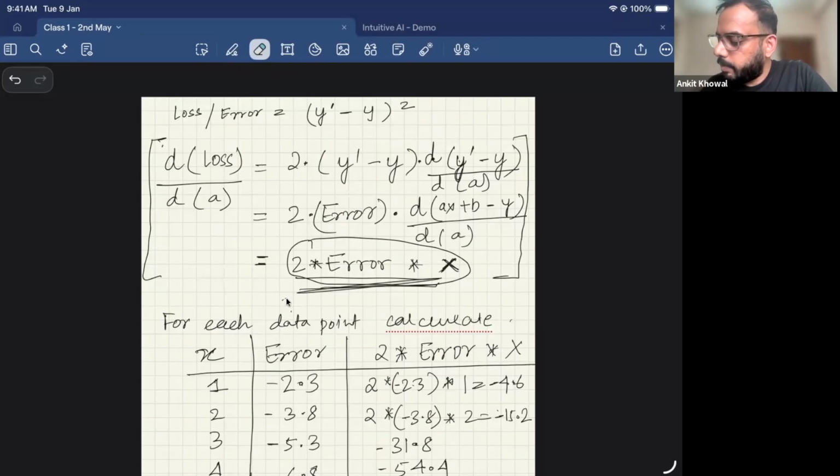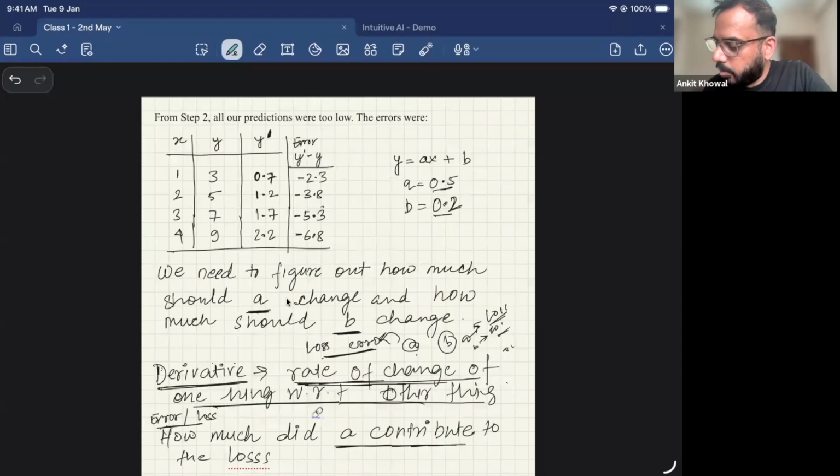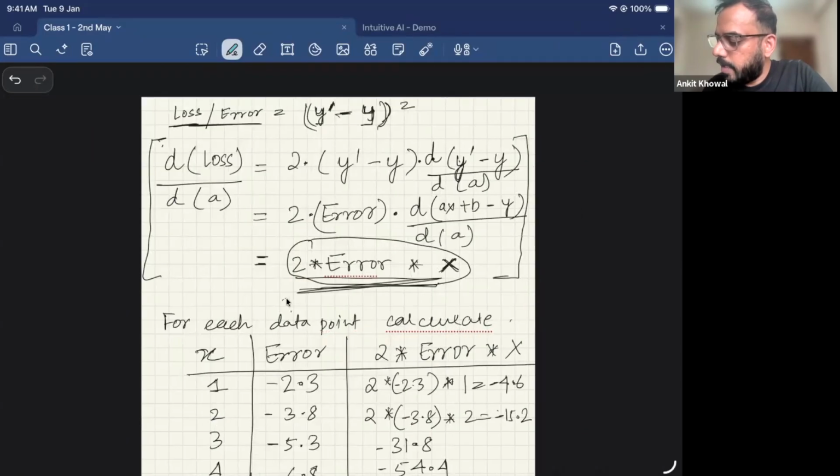So how did we come up with this particular formula? We see what the loss or the error is. We know that it is (y' - y) squared. Y' is my predicted output and y is my training data, the actual value. And we always take the square of the error. So my error is calculated like this: y' minus y, and I take the square of it.